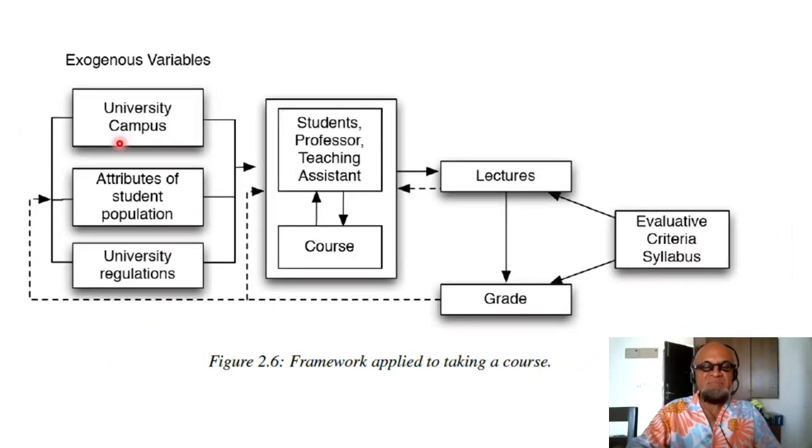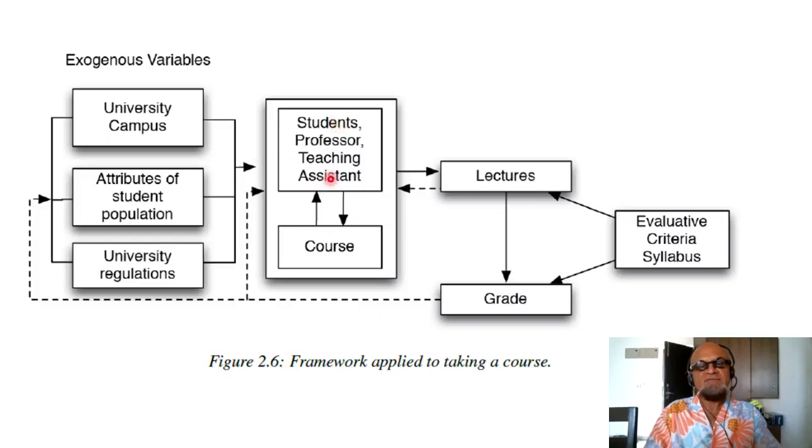So quick example, of course, we applied to taking a course. Exogenous variables here, the biophysical conditions are determined by the university campus, attributes of the student population. Is it a big international crowd? Is it all male, all female? Is it mixed? What level of education are they there to seek? And of course there are university regulations about who gets in, what can you do once you get in, where you live, what can you do on campus, and so on.